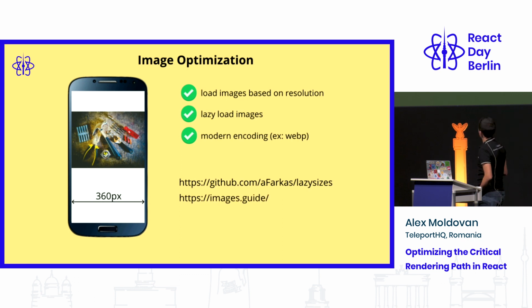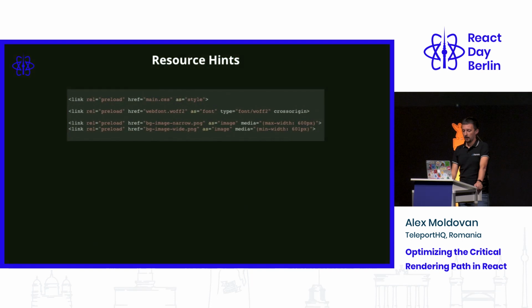Lazysizes is also a great library for image optimizations. It actually has all of these use cases and it's really wonderful. And Images Guide is a great ebook on all these image optimization techniques.